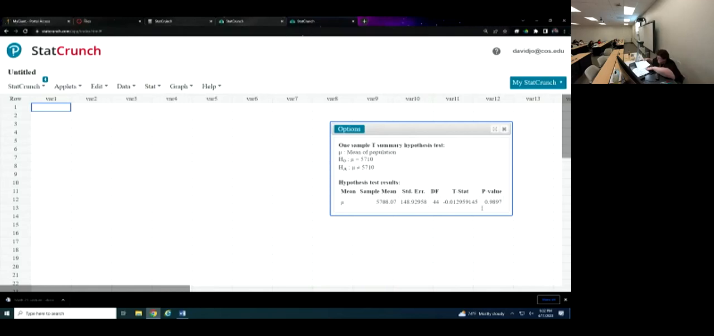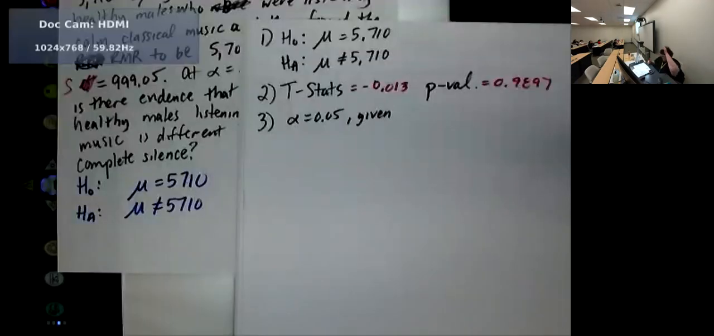Let's write down our test statistic and our p-value here. Our test statistic is -0.013. And my p-value is 0.9897. Holy crap. The largest the p-value gets is 1. So we got our data there. We're going to come back over here, and we're going to finish our test.